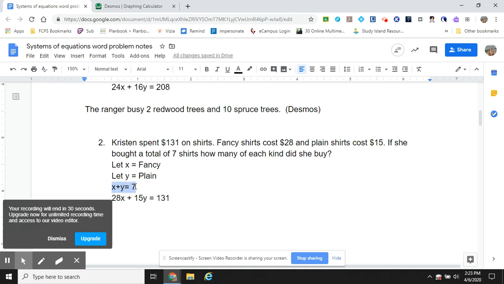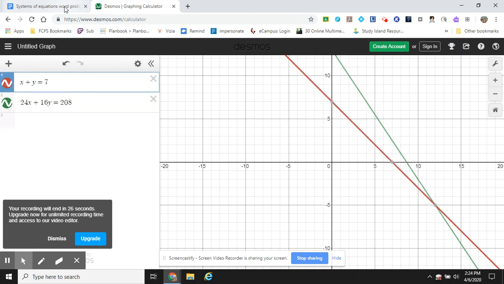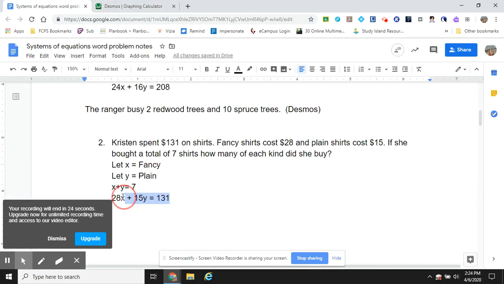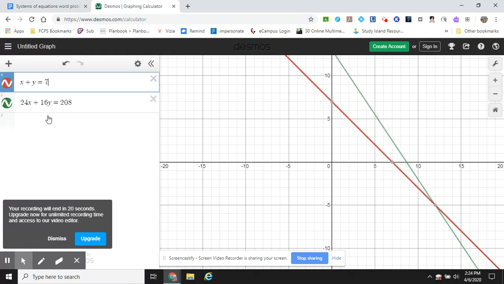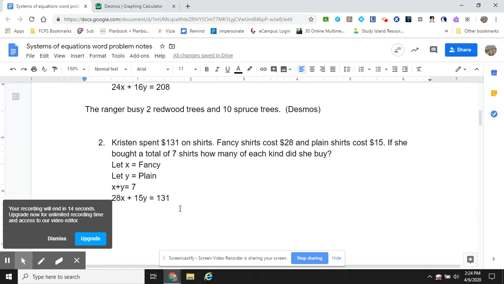So once again, I'm going to copy and paste this into Desmos. And that'll give you my answer there. And if you look there, my answer is (2, 5). So my sentence is: she bought 2 fancy and 5 plain.